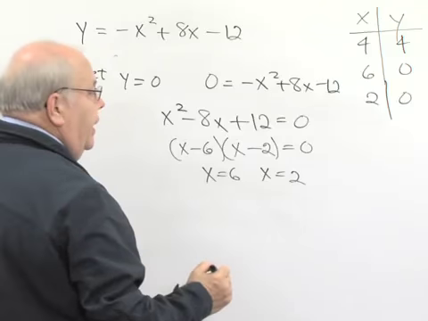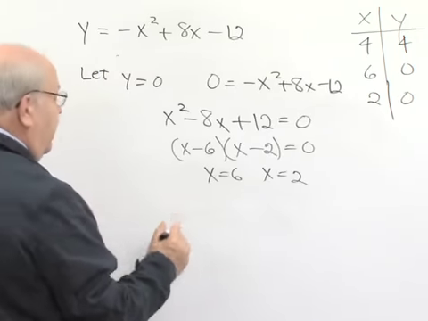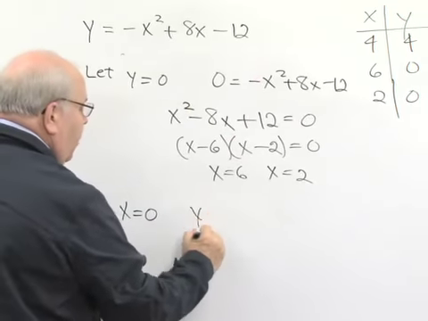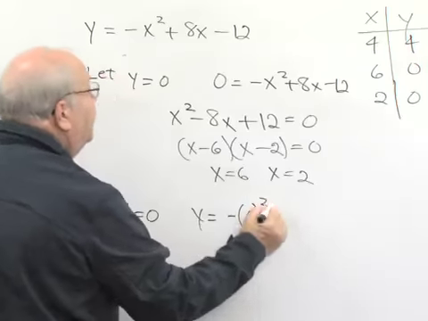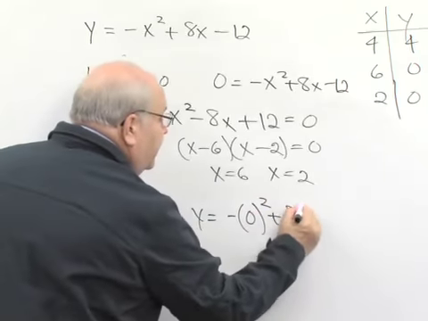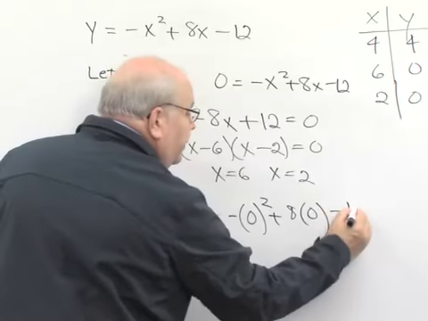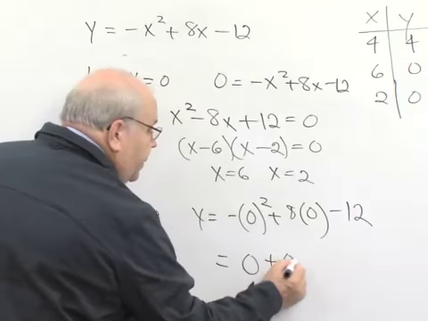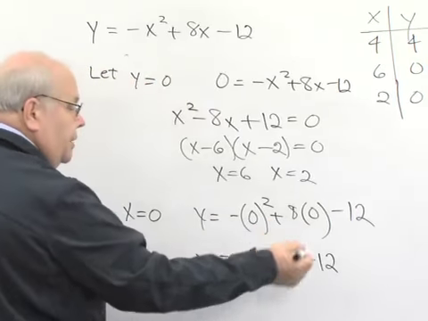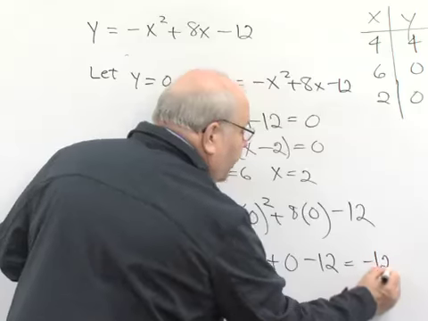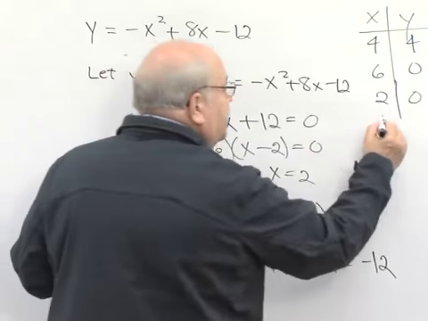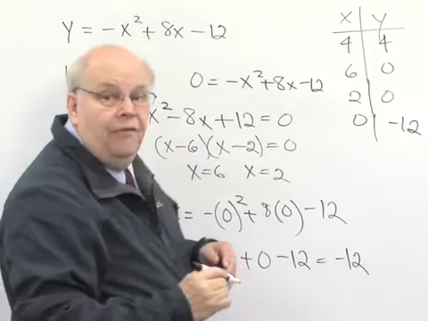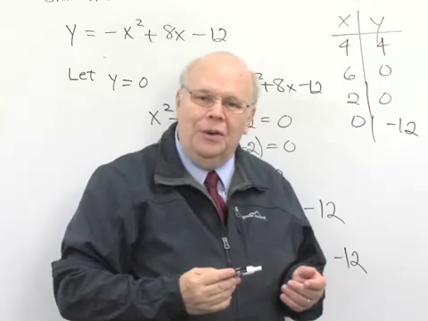We would also like to find the y-intercept, so we're going to let x equal 0. If we do that in the original equation, we have y equals minus 0 squared plus 8 times 0 minus 12. Now, 0 squared is 0, minus 0 is just 0. 8 times 0 is 0. So we're going to end up adding 0 plus 0 minus 12 and get -12. So we've discovered when x equals 0, y equals -12. Now we have all the information that we need so we can go ahead and do our graph.